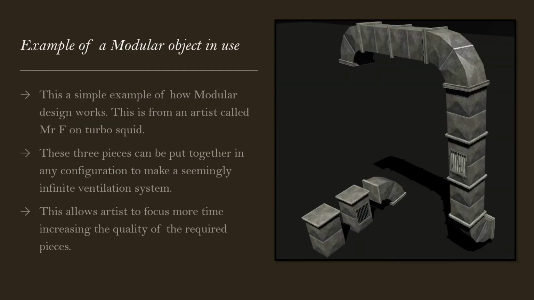Now, to visualise an example of how this concept works on a smaller scale, there is an extremely good example by an artist called Mr. F on TurboSquid. These vents are modular in nature, which allows these 3 pieces to be reused to make a seemingly infinite ventilation system. This allows artists to focus more time on increasing the quality of their models, as they only need to make 3 pieces.